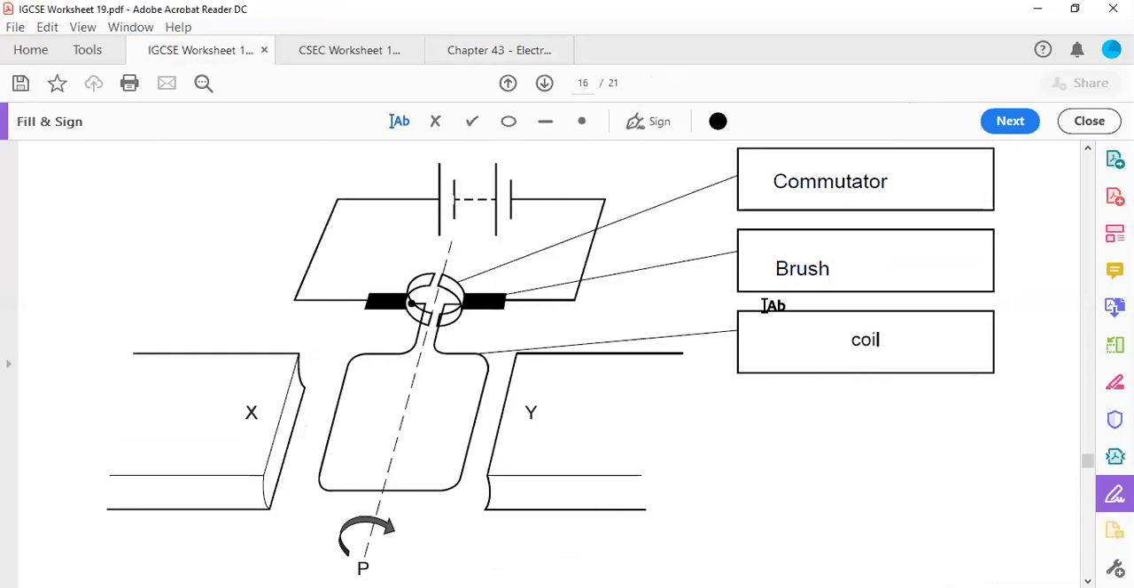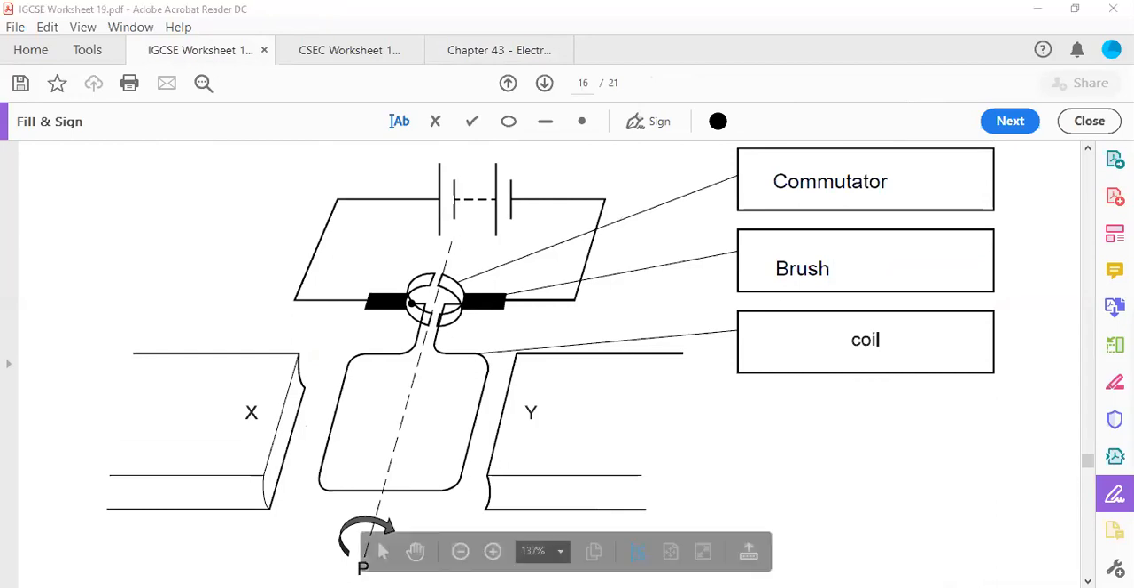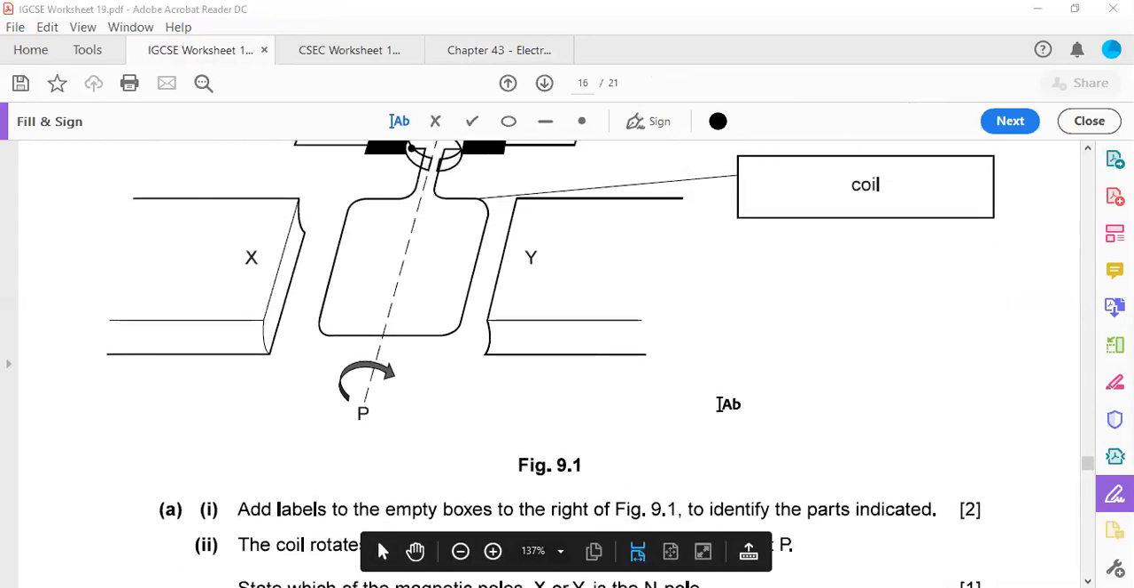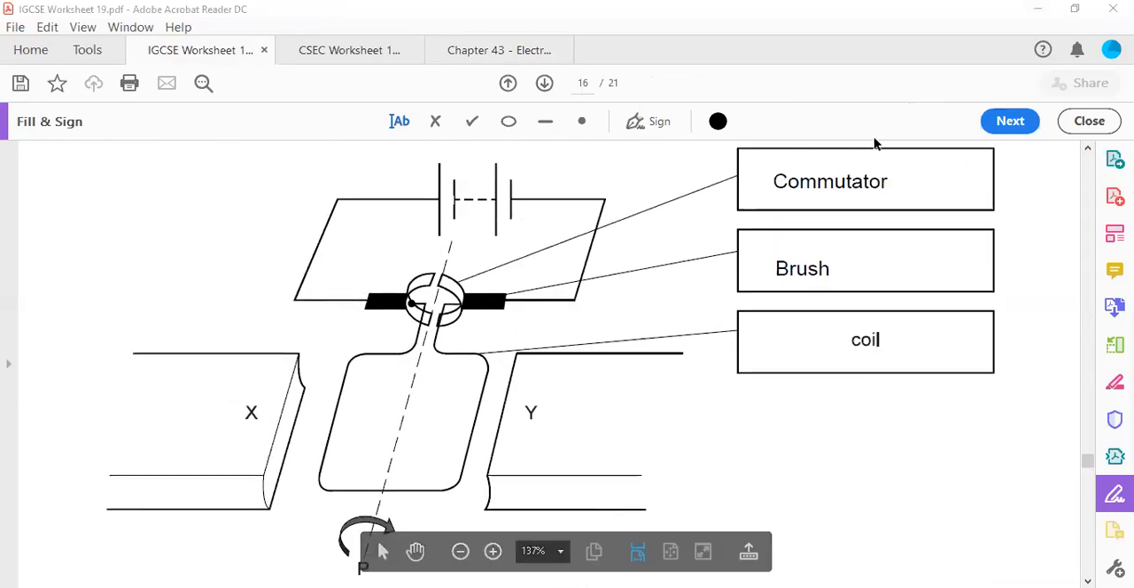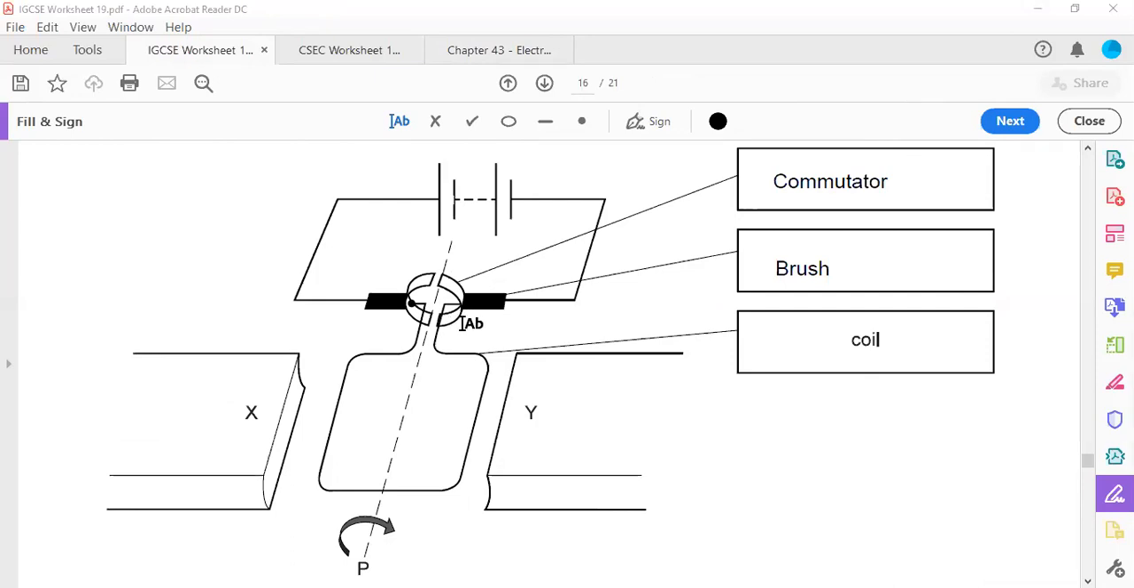Did everyone get that so far? IGC students in particular. Everyone get it? Right, nice. So we're moving on. Those are the two that we identified. Let's go back. The first one is the commutator, that's the half a circle thing, and your brush is the black rectangle that is connected to it.